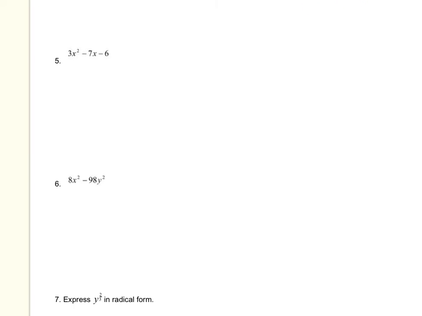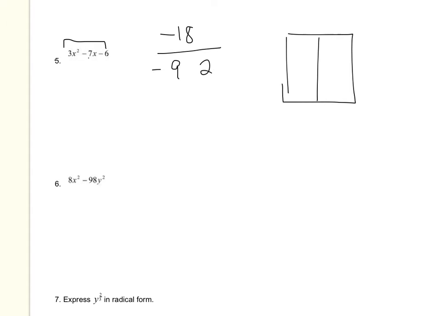So let's look at the next one. This is number 5. So same idea, no GCF because 3 and 6 divide, but 7 doesn't. So 3 times negative 6 is negative 18. So I'm looking for two numbers that multiply to negative 18 that add to negative 7. That'd be negative 9 and positive 2. Those add to negative 7, those multiply to negative 18. So in my box, I have 3x squared, I have minus 6, I have minus 9x, and I have 2x.